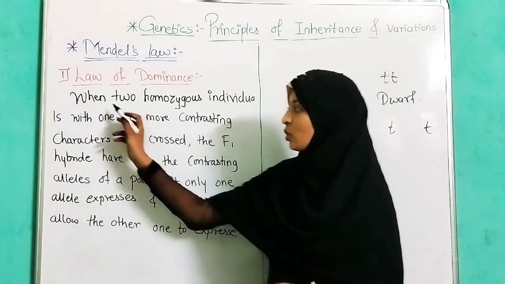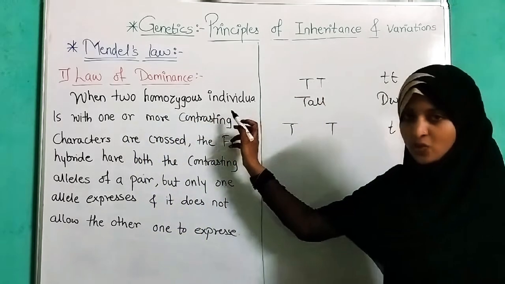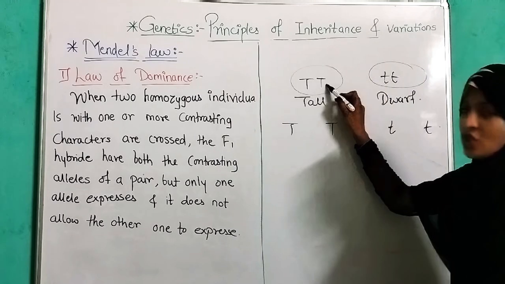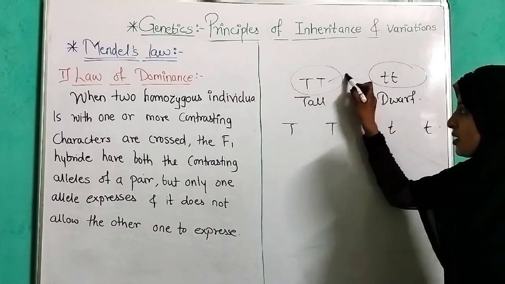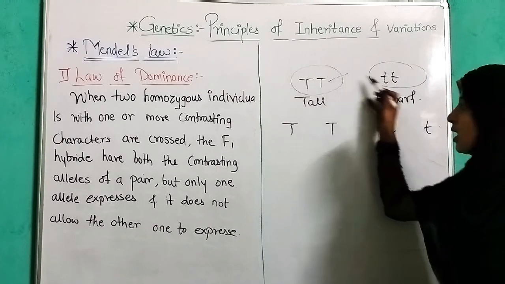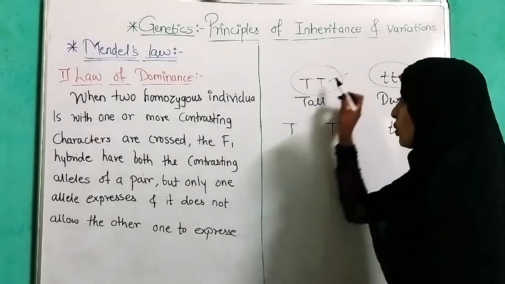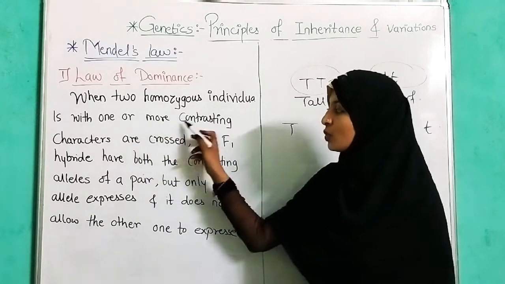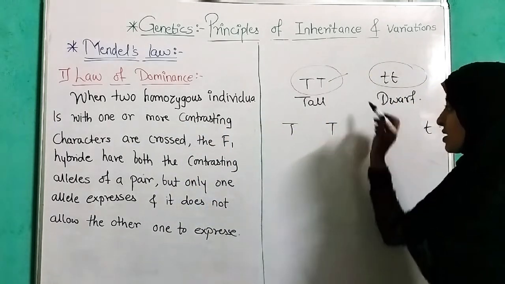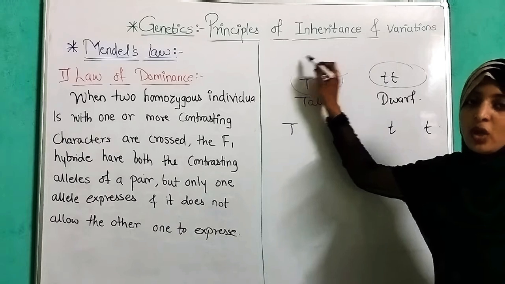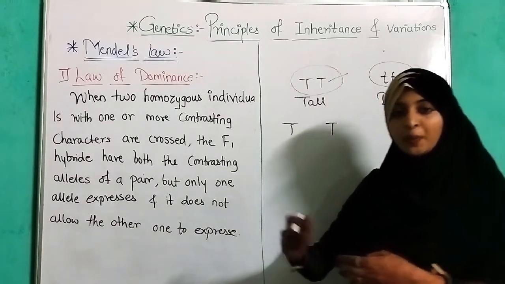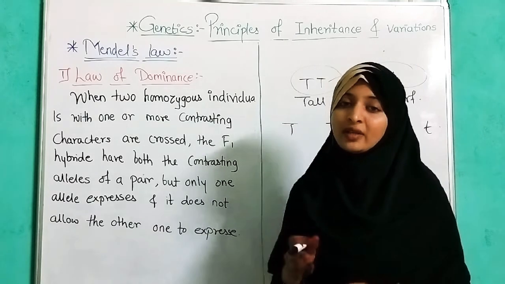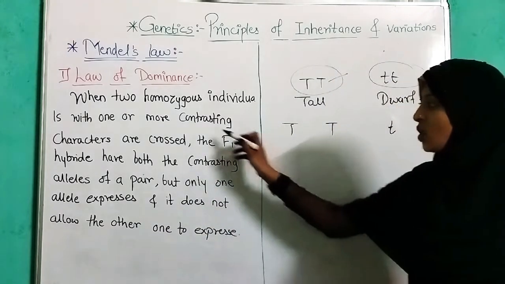So what they have told is, when two homozygous individuals, such as pure homozygous tall, capital T, small t. So homozygous condition, one or more contrasting characters. This is one contrasting character, tall and dwarf, such as purple, white, inflated, constricted, yellow, green. So these are the contrasting characters.